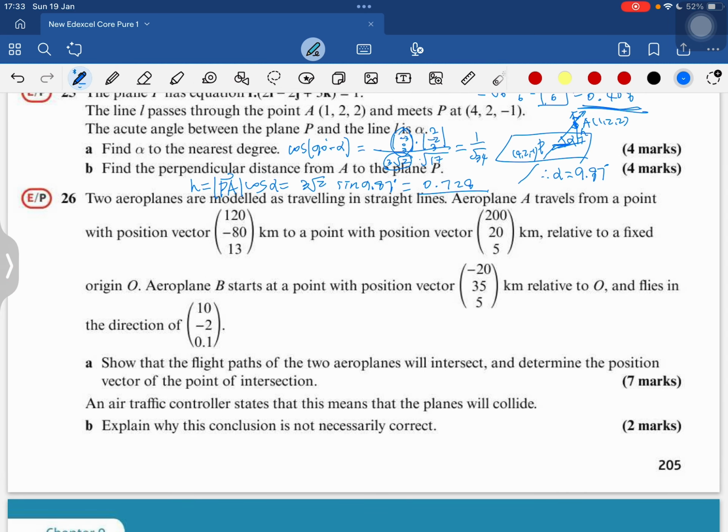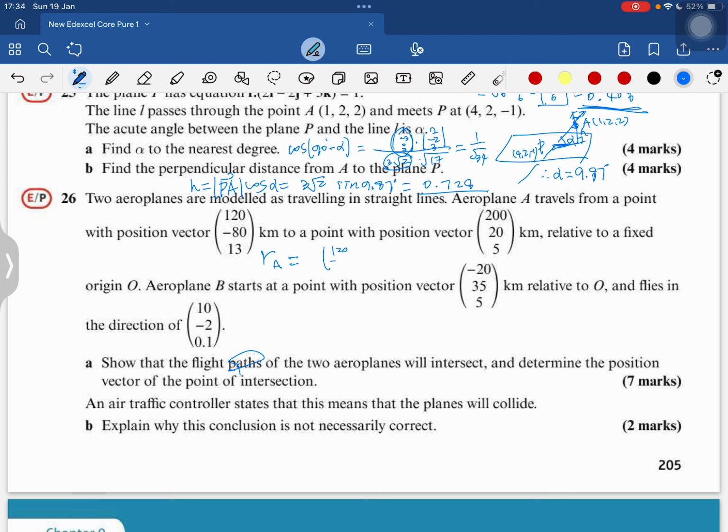Two airplanes are modeled as traveling in straight lines. A position vector: R equals -120, -80, 13 plus T. Oh, no. This is the departure and arrival. B also has a departure, and it has a direction. Show that the flight paths of the two aeroplanes will intersect, and determine the position vector of the point of intersection. Okay, so R, A, this is just a path.